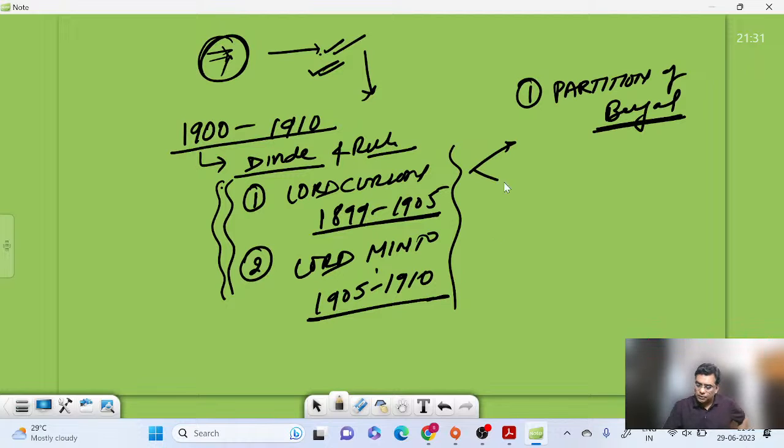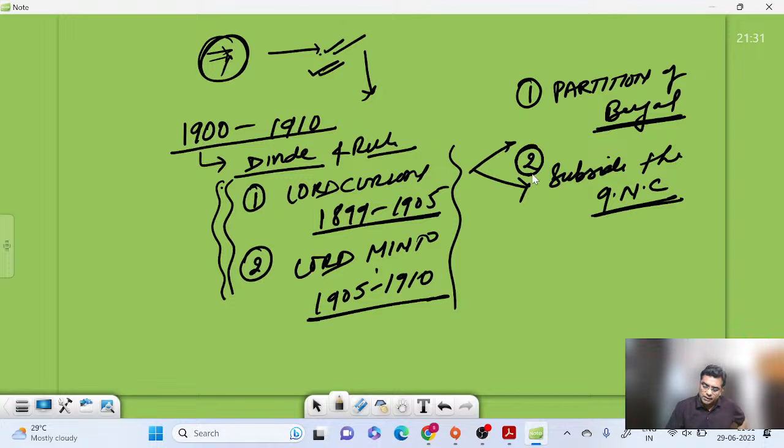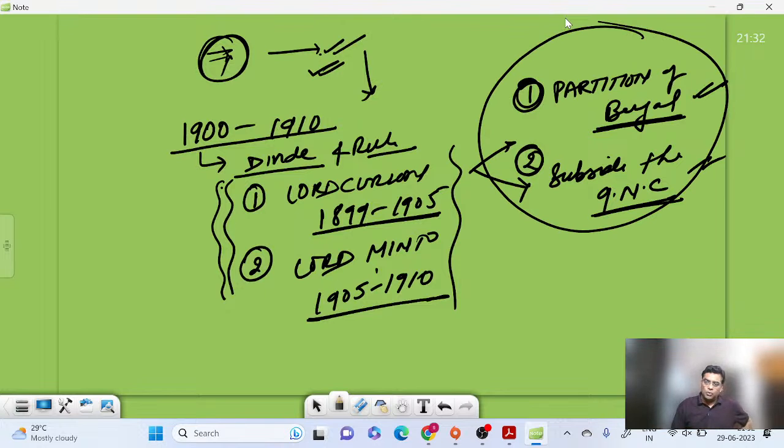Right? Lord Curzon wanted to subside the Indian National Congress. Okay. So these are the two important things that you can learn from Lord Curzon and the policy of Lord Curzon. So partition of Bengal, how it will subside the nationalism, and then subsidence of Indian National Congress, because the Indian National Congress had already become the plank for the Indian national movement.